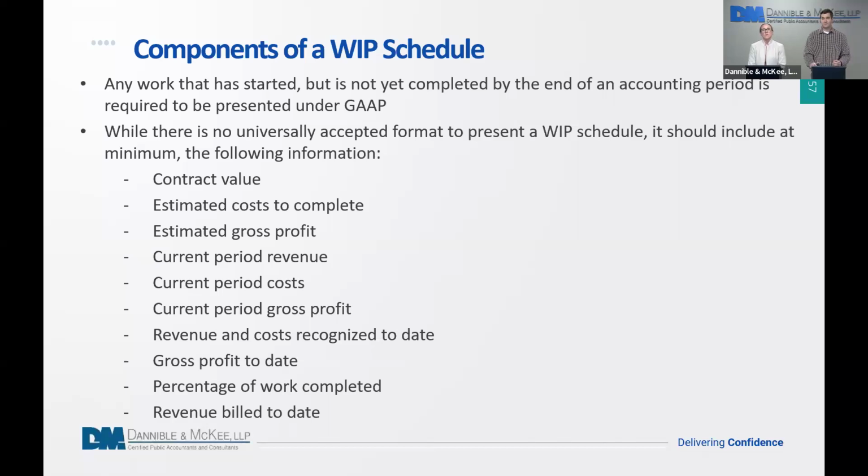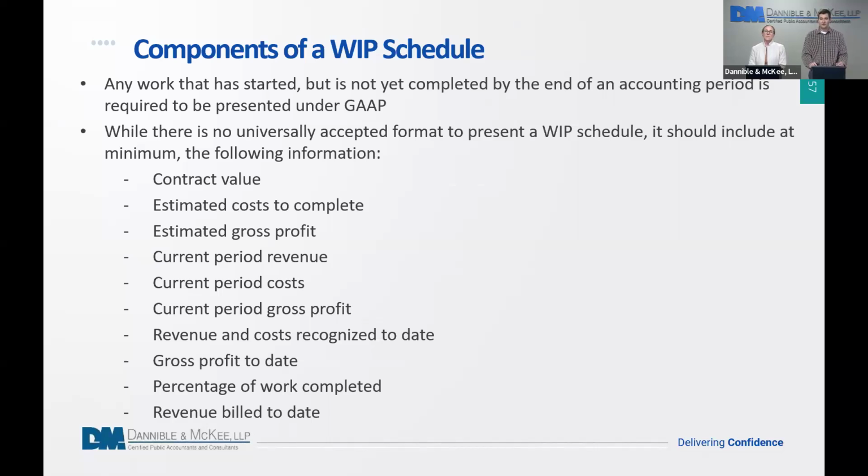So the components of a WIP schedule. I'm not going to go through every item here because we'll go through them in the next slides. I'll show you some examples. But any work that's started but has not yet been completed by the end of an accounting period is required to be presented. There's no universally accepted format to present a WIP schedule, but it should include at a minimum the following information, which is pretty self-explanatory.